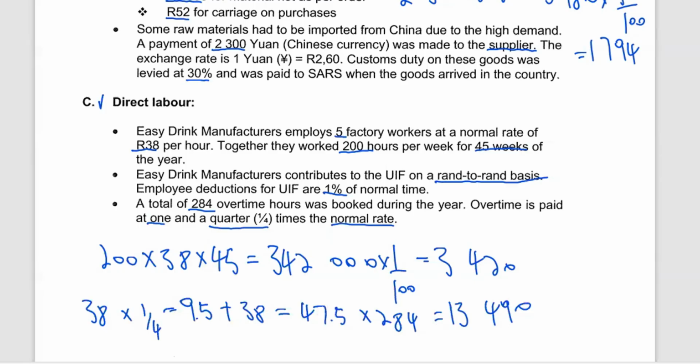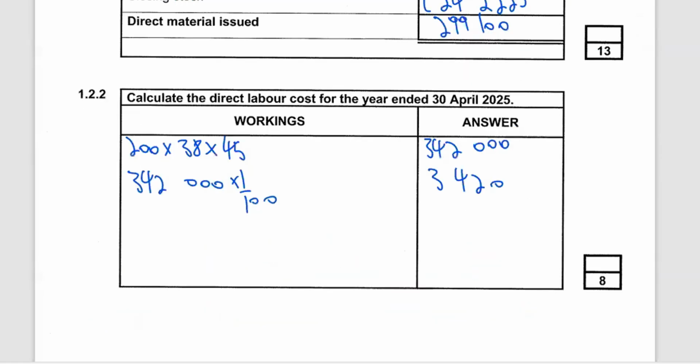So here we'll just say 47.5 times 284. Then we get our answer, which is 13,490. Then to get our total of the direct labor cost, we're going to say 342,000 plus 3,420 plus 13,490. Then we get our total of 358,910.